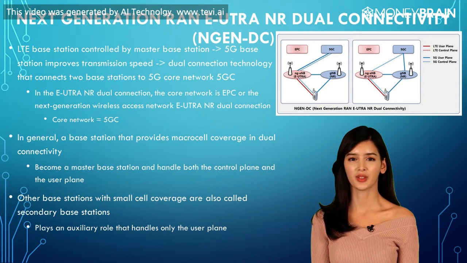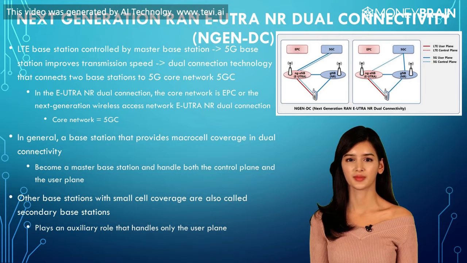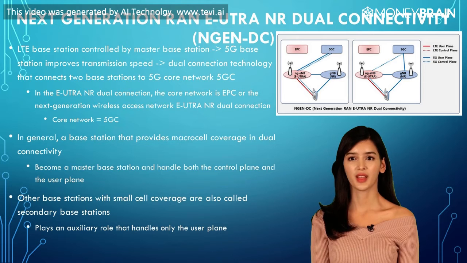Next generation radio access network, ultra-new radio dual connectivity. The evolved universal terrestrial radio access, new radio dual connectivity, allows 4th generation base stations to control and process as master base stations. 5th generation mobile communication base stations improve transmission speed and connect to the base station and to the 5th generation core, the core network of 5th generation mobile communication. It stands for dual connection technology.